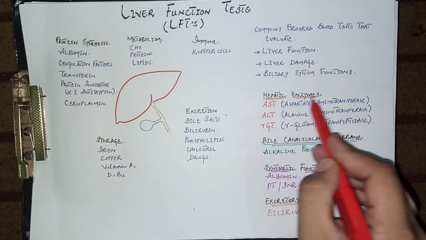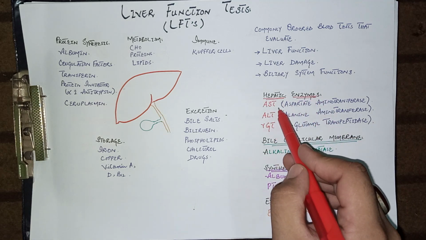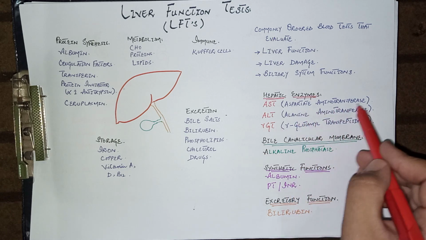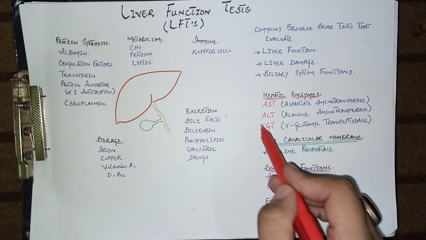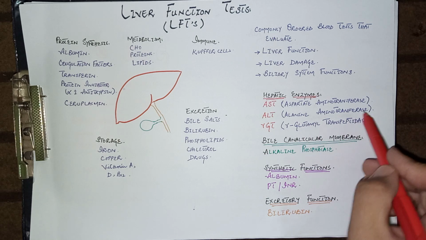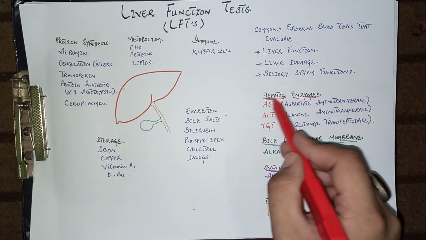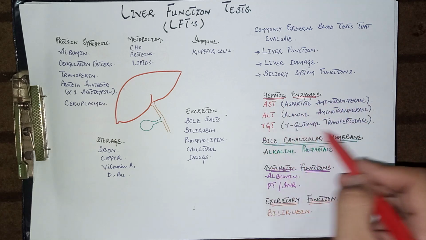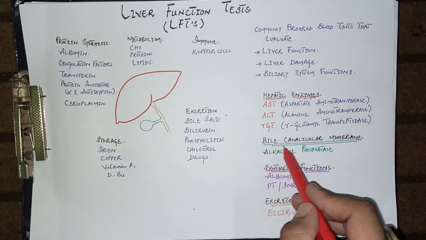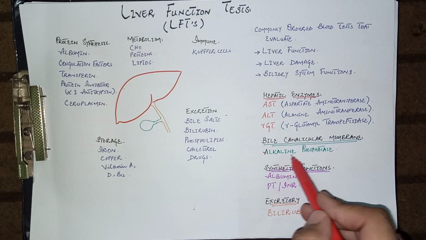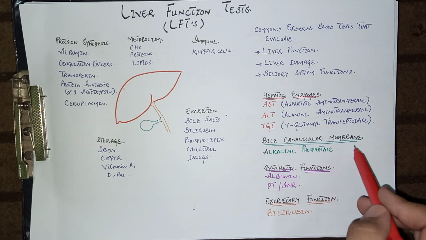So let's start with the hepatic enzymes, that is AST, aspartate aminotransferase, ALT, alanine aminotransferase and gamma GT, gamma glutamyl transpeptidase. These are the various enzymes which are hepatic in origin, and from the bile canalicular membrane the alkaline phosphatase is found in bile canalicular membrane.